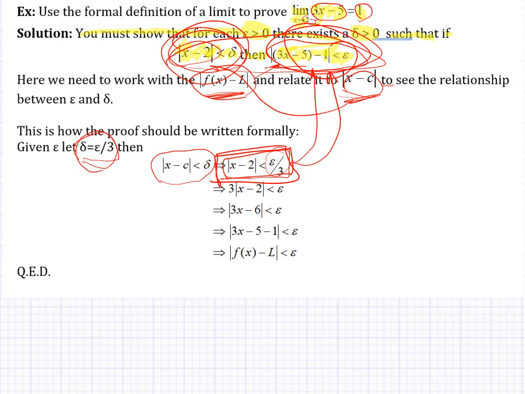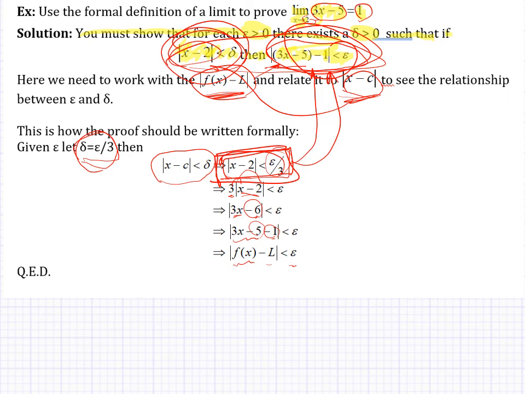So we'll multiply this 3 to the other side of the inequality. Now we have 3 times the absolute value of x minus 2 is less than epsilon. Then I can distribute this 3 into the absolute value, so we get the absolute value of 3x minus 6 is less than epsilon. Then I can break the minus 6 apart into minus 5 and minus 1. Here's your f of x, here's your L. So we have the statement that the absolute value of f of x minus L is less than epsilon, and it was all because we conveniently chose that epsilon over 3.